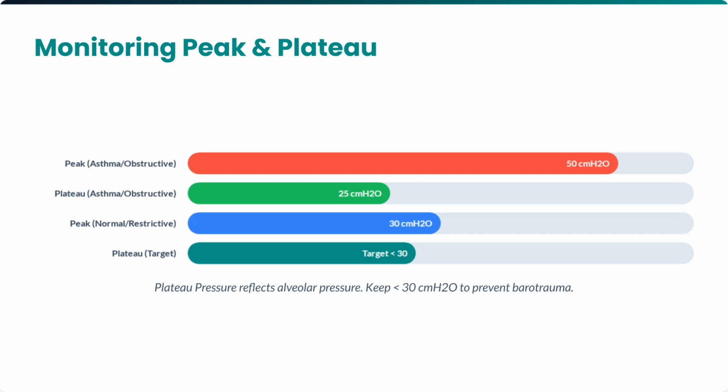Monitoring peak and plateau pressures is essential. Plateau pressure reflects alveolar pressure. Keep it below 30 cmH2O to prevent barotrauma.